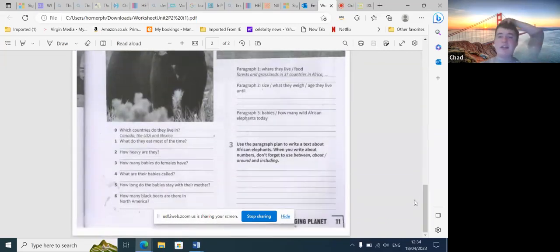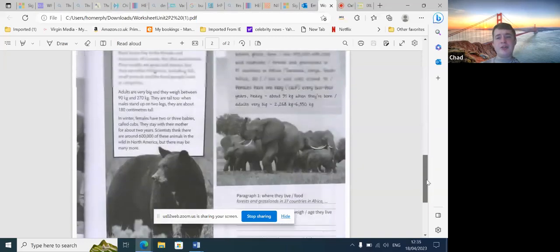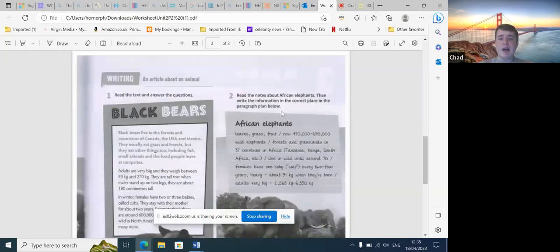Okay, this last activity now. It says here, use the paragraph plan to write a text about African elephants. When you write about numbers, don't forget to use between, about, around, and including. So as if you were writing a paragraph about the African elephants, use this text here to make up a paragraph, okay? Do you understand what you have to do? But rather than write it, I'm just going to get you to tell me.